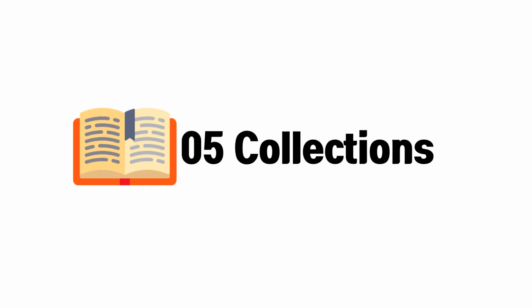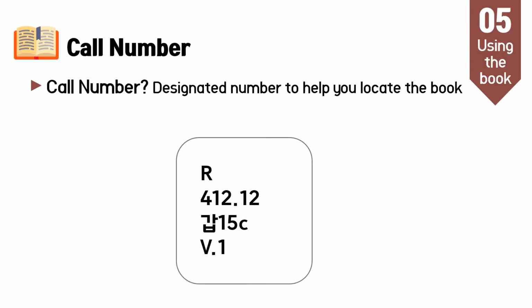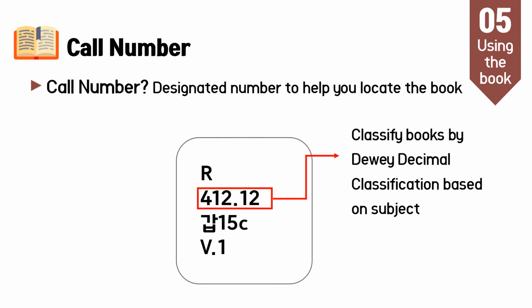Next is regarding books in the library. The first is about call number assigned to each book. Call number can be understood as postal address of each book, which helps us locate the book. 412.12 is classification number that differs by subject. COP 15C is author mark.